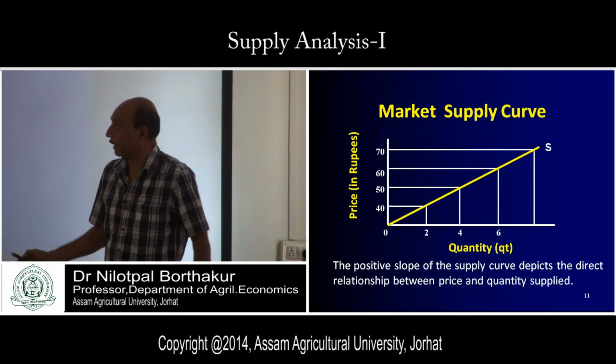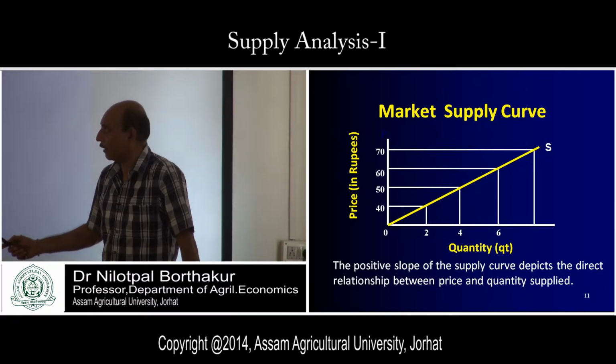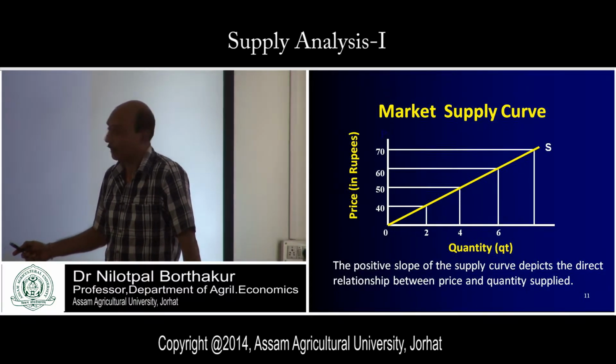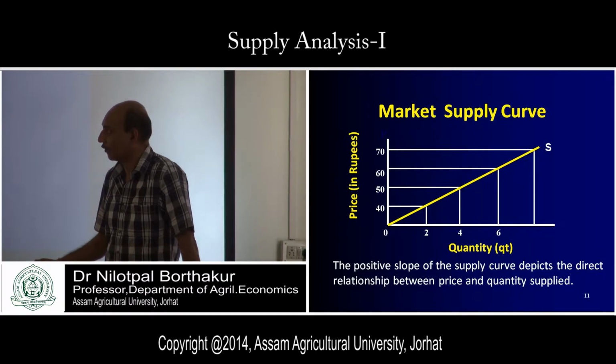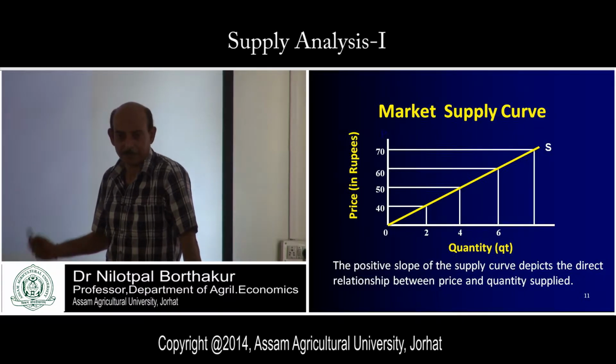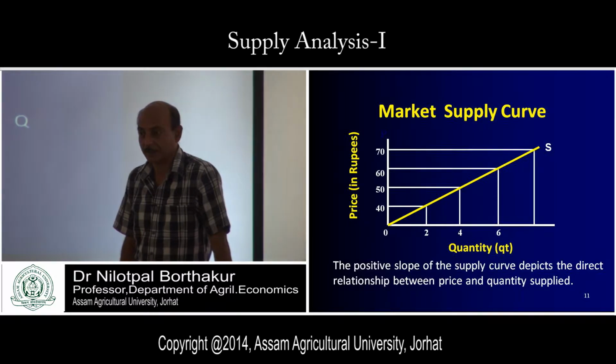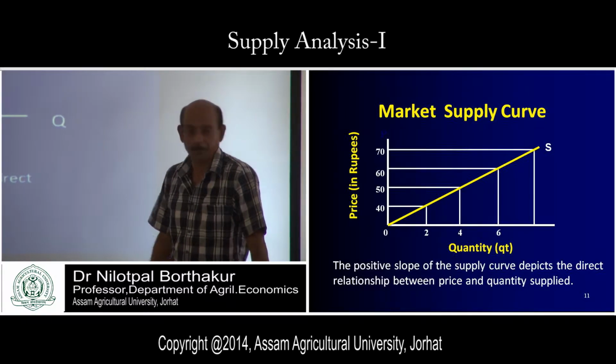Had there been a negative relationship, this curve would be decreasing from left to right. This was the shape of the demand curve. Now this is the shape of the supply curve, which is increasing from left to right because it has a positive or direct relationship between price and the quantity supplied.